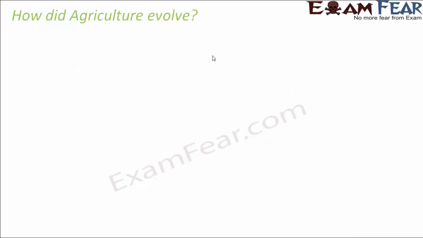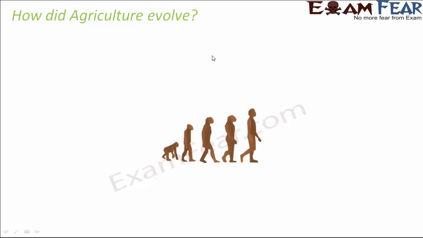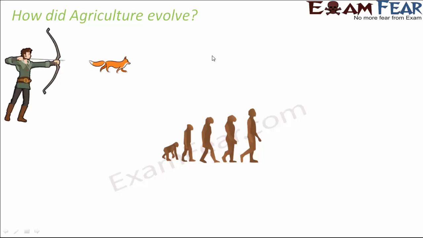Just now we talked about agriculture. Now you might be interested to know, how did agriculture evolve? How did this entire concept of agriculture come into the picture? So let us see how this concept of agriculture started. If we look back into our history, we see our ancestors, how did they get food? There was no cultivation a long time back. They used to obtain their food primarily by hunting.